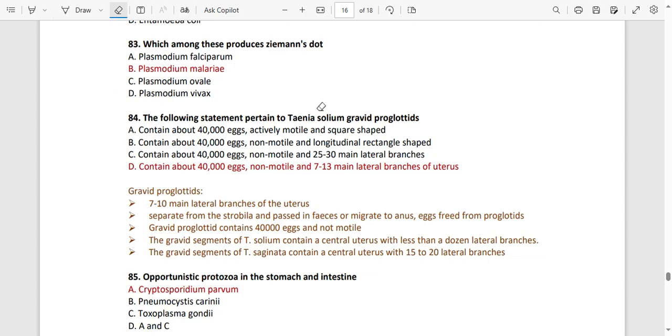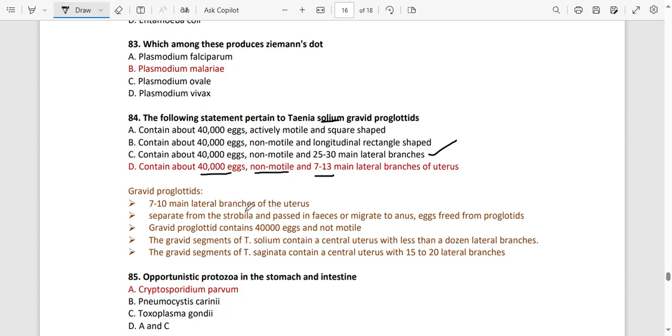Following statements pertain to Taenia solium gravid proglottid. Remember, I think we already mentioned this. This is Taenia solium. We have 40,000 eggs, and these are non-motile. Would have picked this, but 25 to 30 lateral branches is for Taenia saginata. I've put here from the lecture notes: 7 to 10 lateral branches of the uterus, which we can say as 7 to 13 in that case for Taenia solium.